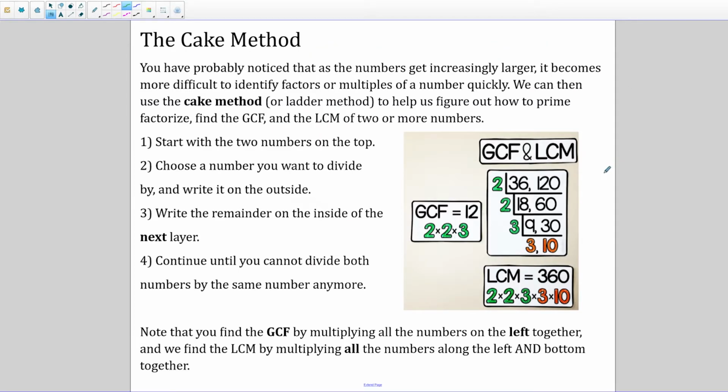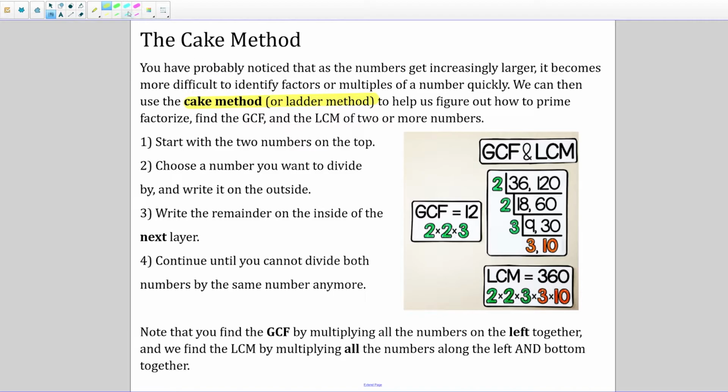So something that I'm sure a lot of you guys have already noticed by now is that it takes a lot of work to brute force the LCM and the GCF, or if you're not too confident with your mental math, it might become a little bit more difficult once these numbers become bigger. So there's a method called the cake method, the upside down cake method, or the ladder method that we can use to help us find both the GCF and the LCM of two or more numbers at the exact same time.